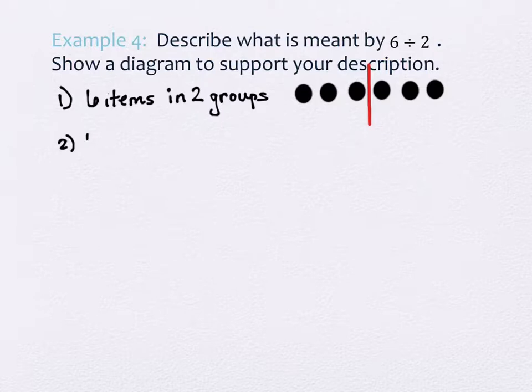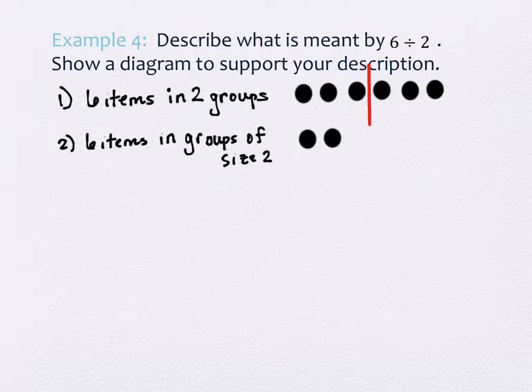We have 6 items, and we want them in groups of size 2. So I have my same 6 items. The answer, of course, is going to be the same. The question that we would be sort of looking for in the first question is how many items are in each group.